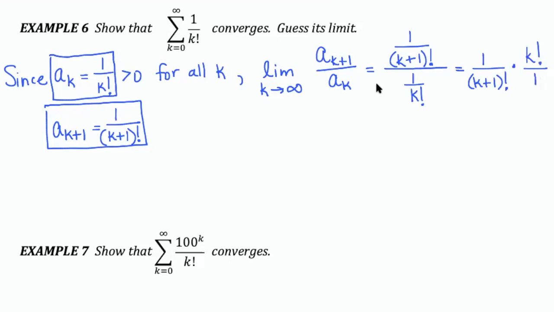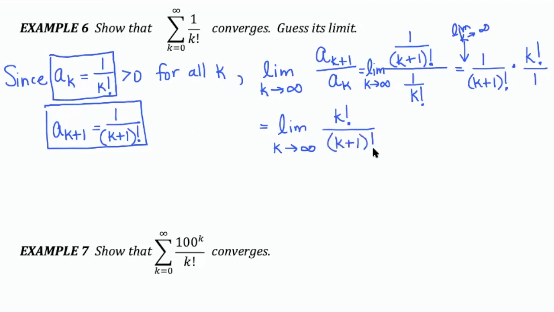Now, it's important, and I always do this, you really should have limits every step of the way here. So I'm going to sneak one in there, and I technically need to sneak one in right here. So we're looking for the limit as k goes to infinity. I have 1 times k factorial in my numerator, which is k factorial over k plus 1 factorial.